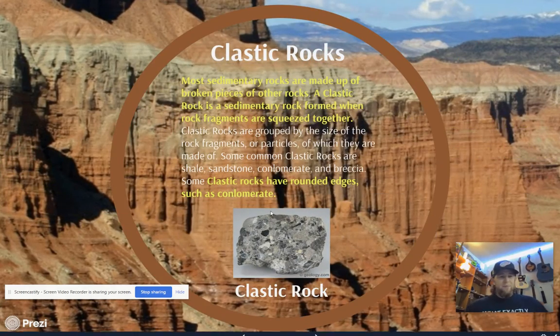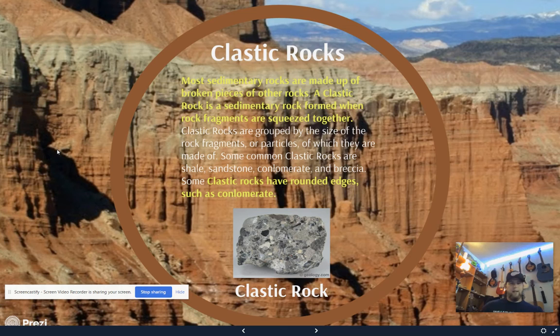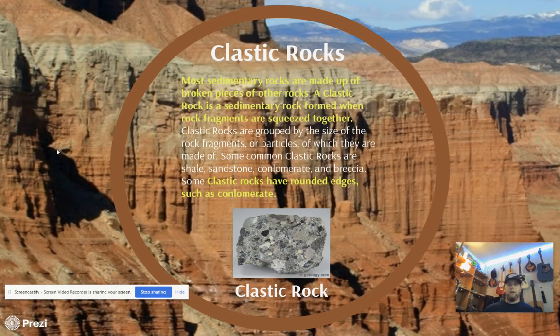And then next, we'll move on to clastic rocks, because most sedimentary rocks are made up of broken pieces of other rocks, sediments. And so we call those clasts. So a clastic sedimentary rock is formed when rock fragments are squeezed together, and they're usually grouped by the size of the rock fragments or particles of which they're made.